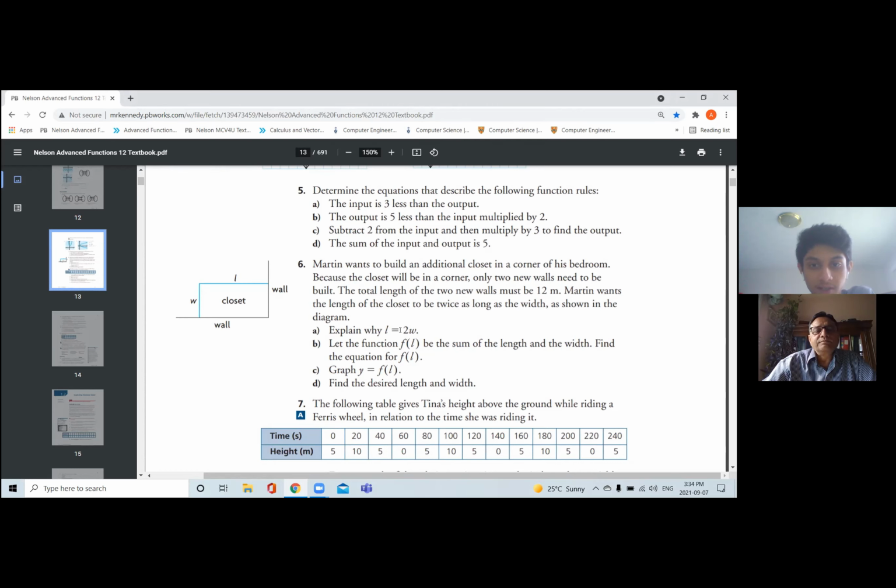I understand that, sir. L equals 2W because Martin wants it to be. Yes, correct. Then let the function f of L be the sum of the length and the width. Find the equation for f of L.